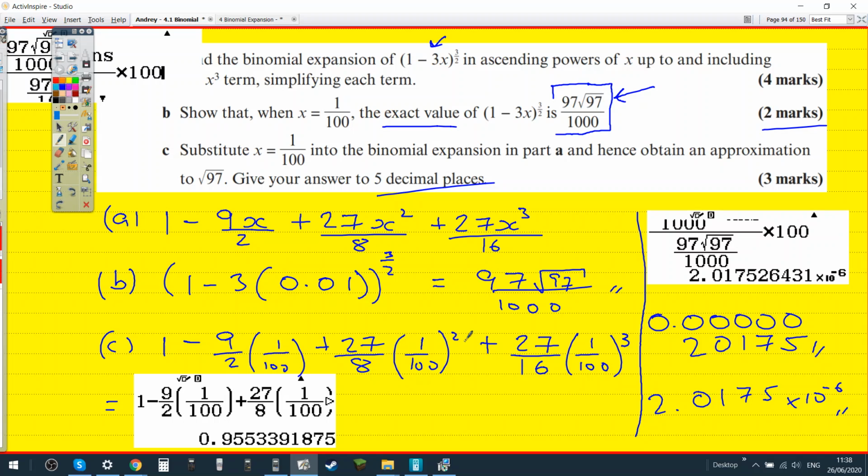Okay, any questions there? No. Okay, so it's weird, but I think you have the idea. Part B, you sub it in to get the exact value. Part C, you sub it into our approximate expansion to get an approximate value. And then you find the percentage change between the two. So difference over original, or over exact, times 100.